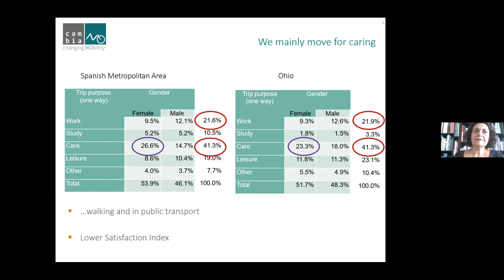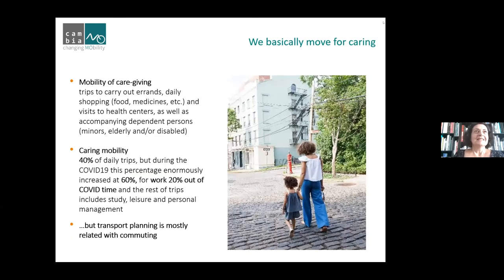And then what we observe is mainly this: mobility for caring is done by females. It's done by women, with a kind of difference between Europe, Spain, and the United States. But it's like this. So we face that the mobility of caring is the most of the purposes that we do.